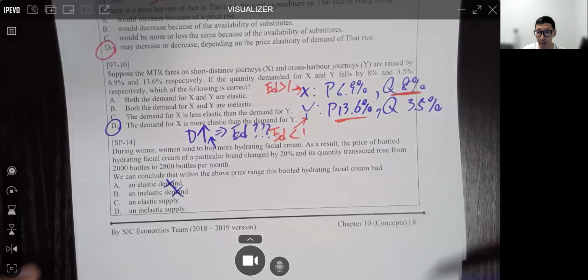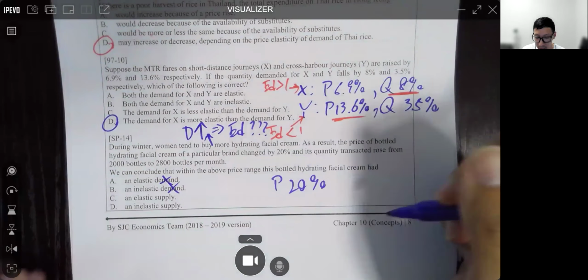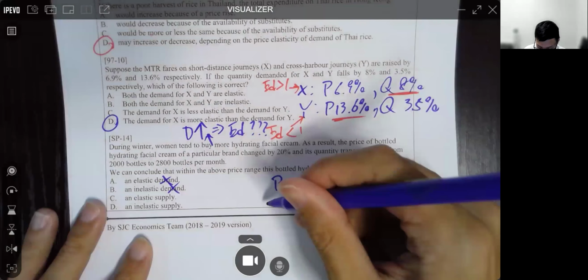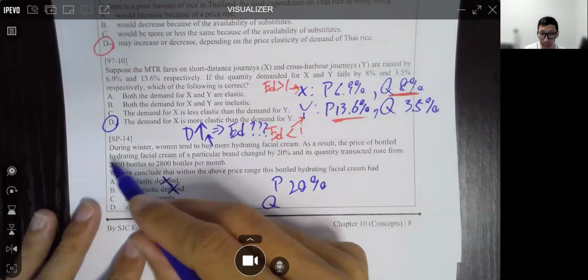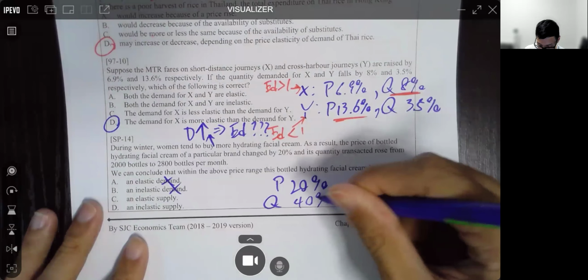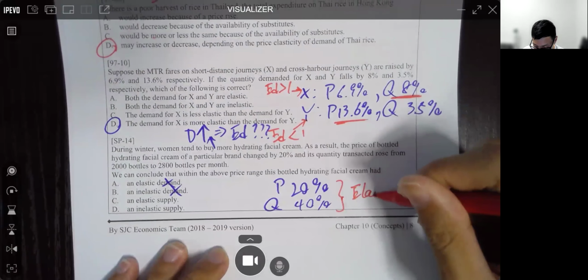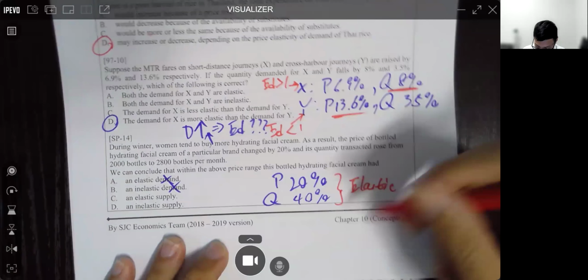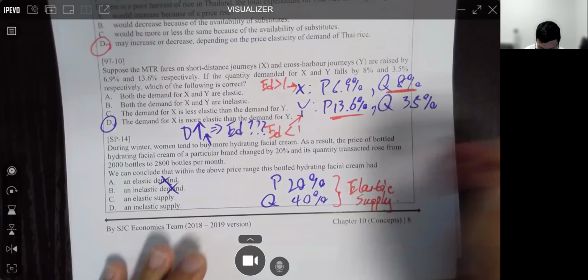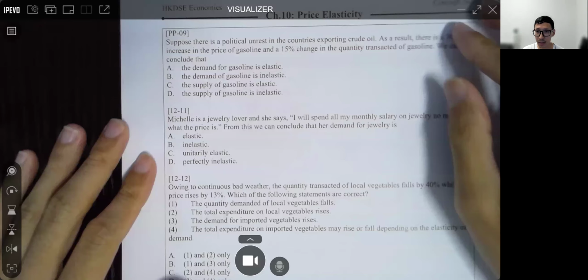Now it says price changes by 20%, while quantity goes from 2,000 to 2,800, which is 40%. What is this? This is definitely elastic. We just said this is not demand but supply. Therefore, the answer will be C, elastic supply. Now, what about the next page?